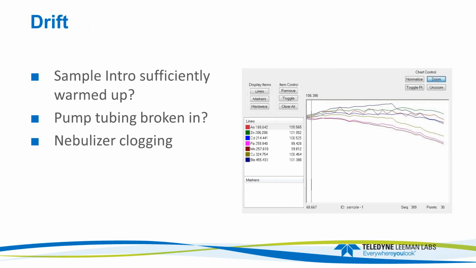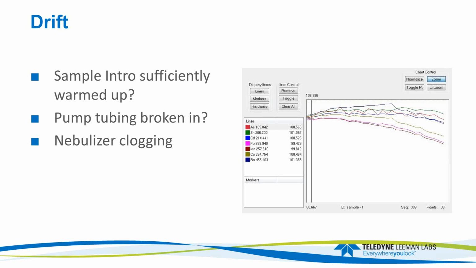Next is drift, and we see drift. Probably the biggest cause of the drift is your sample intro is just not warmed up enough. You didn't wait long enough. I like to turn everything on and wait about 15 minutes, let it go, and that usually warms things up. But you will see, if your sample introduction system is changing, or the temperature of the lab's changing, you may see some drift. Is the pump tubing broken in? Brand new pump tubing will, excuse me, take a little time to settle in. Is your nebulizer clogging?